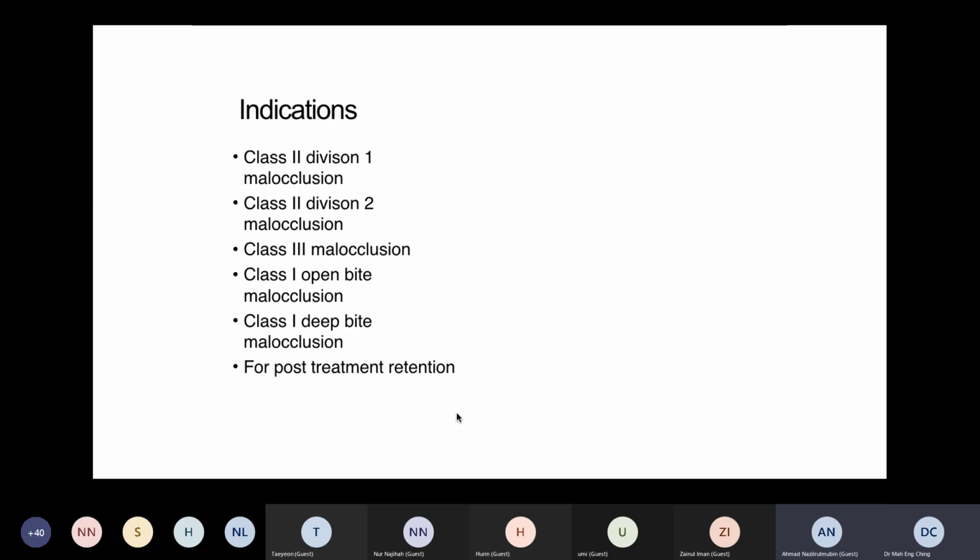So what are the indications for this activator? It can be used for class 2 division 1, class 2 division 2 malocclusion, class 3, class 1 open bite, then class 1 deep bite, and for post-retention treatment. Sometimes with a class 2 skeletal pattern, after the debond, we will worry about the relapse of the overjet, then maybe we can put this activator in as a retainer.